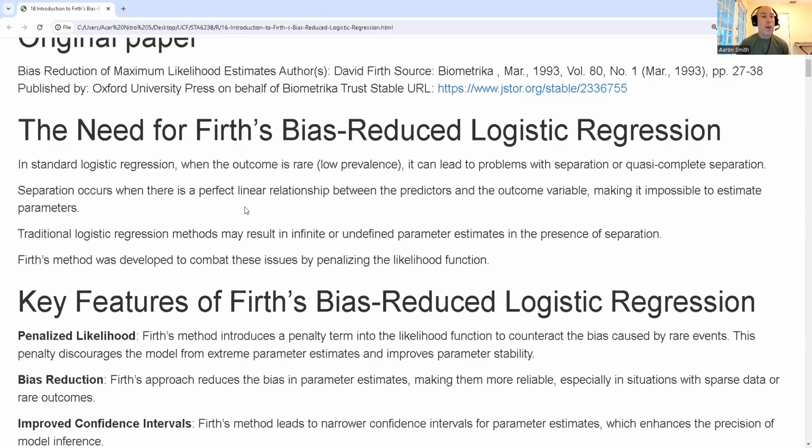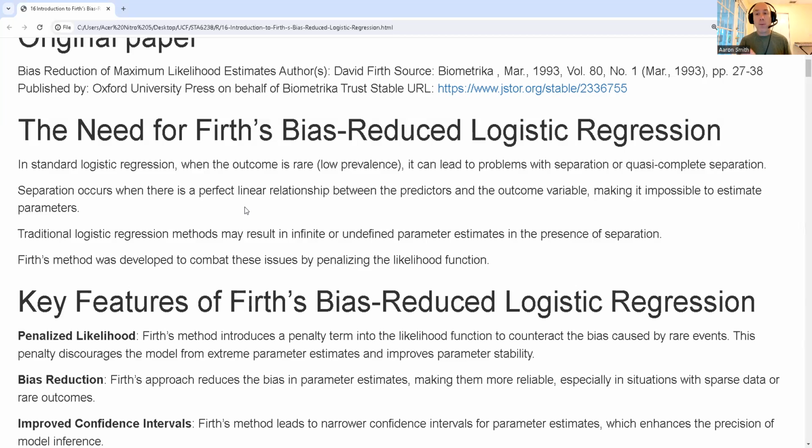All right, so in standard logistic regression, when the outcome is rare, low prevalence, it can lead to problems with separation or quasi-separation. For separation, think: if I have big x, I get 1 for y, and small x, I get 0 for y. So I have a perfect cutoff. Here I'm articulating just one predictor variable, but in reality, we have to consider this for any number of predictor variables, though it's easiest to think in terms of one. With my predictor variables, I can partition all the zeros and ones of my target variable apart from each other. That is perfect separation.